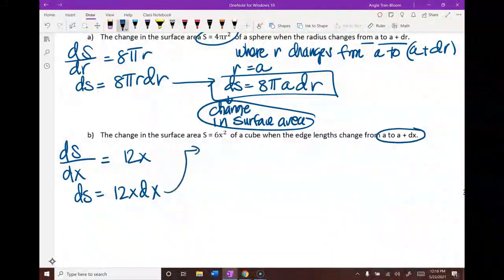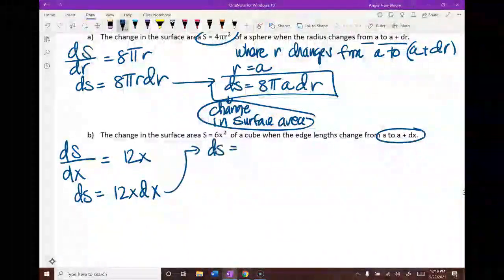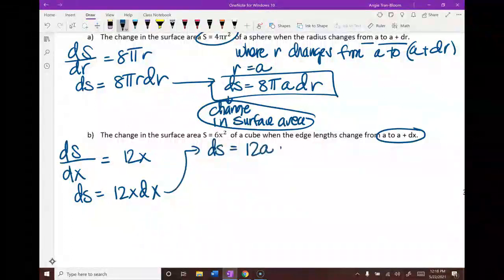If we were to take out x and put in a, we would have ds equals 12a times dx. And that's all we got to do here.